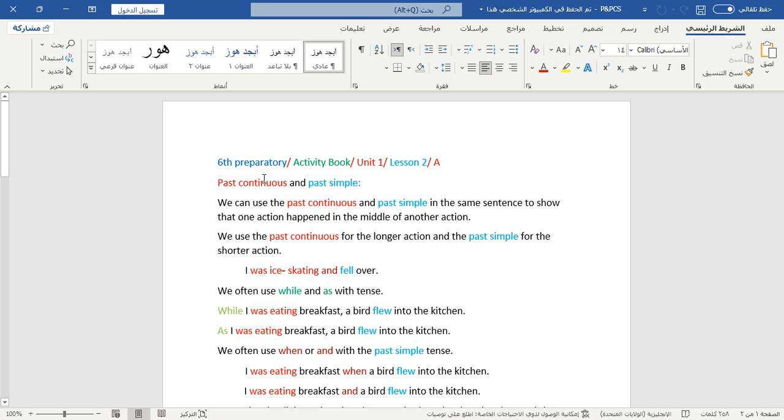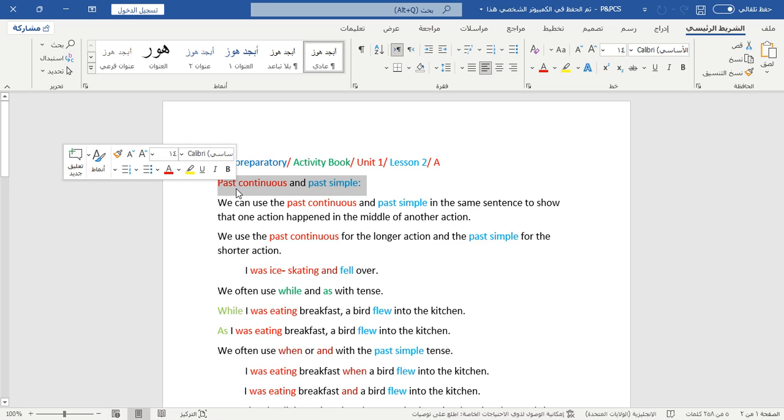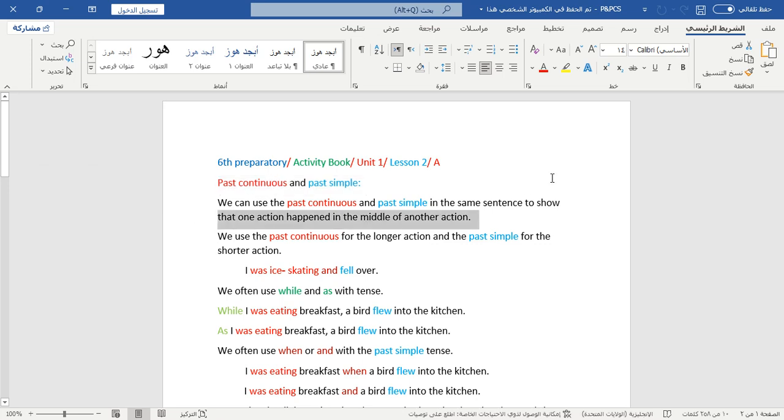Another feature: past continuous and past simple come together to show that something happened and continued in the past, and another action interrupted the first action. An example will make it clear. So let's continue our subject with past continuous and past simple. Are you ready? Well, let's start.